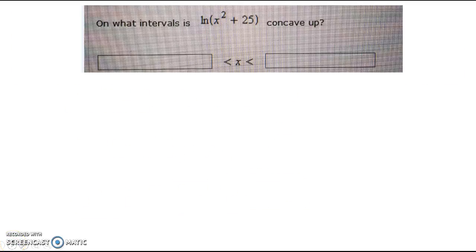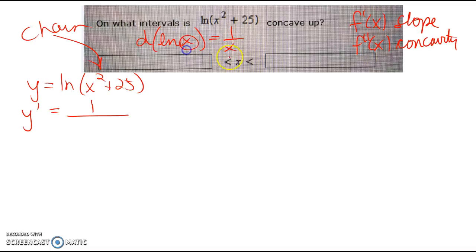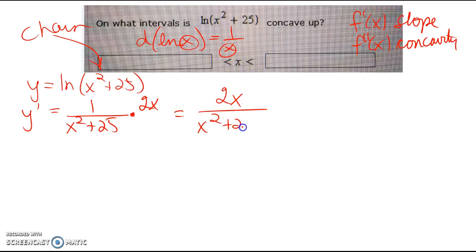On what intervals is this concave up? Well, first derivative gives us the slope. Second derivative gives us the concavity, right? So we got to take some derivatives. So if y equals natural log of this, we'll use the chain rule. First derivative is 1 over, don't forget, derivative of natural log of x is 1 over whatever that x is. x squared plus 25 times the derivative of the inside, which just happens to be 2x. So I'm going to rewrite that as 2x over x squared plus 25.